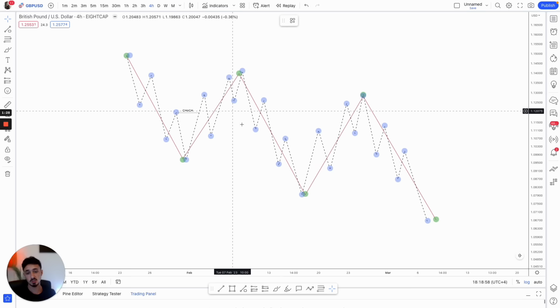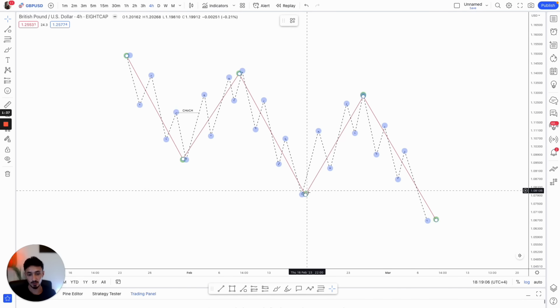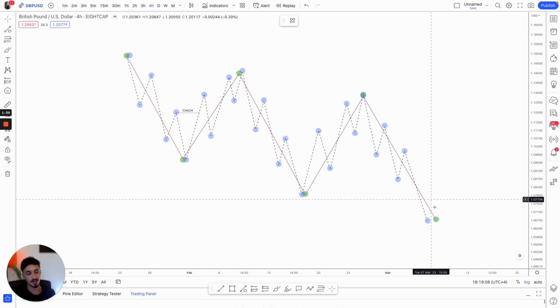So in every trend, you will have two phases. You will have a continuation and a pullback, continuation, and pullback, continuation, and so on and so forth.